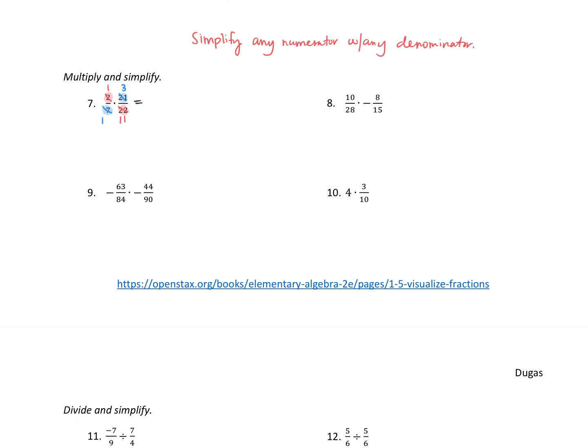So on the top, I have 1 times 3, so that'll give me 3. And on the bottom, I have 1 times 11, and that will give me 11. So my answer here is 3/11. Notice that it's in simplest form, and it's the same thing we got in the first option.